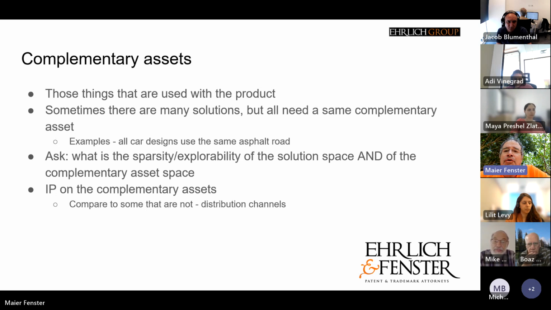And not all complementary assets are protected using IP. For example, distribution channels. If you have a monopoly on distribution or a monopoly on the only manufacturer who knows how to make some sort of raw material, you don't need specific IP. You can just win on that.